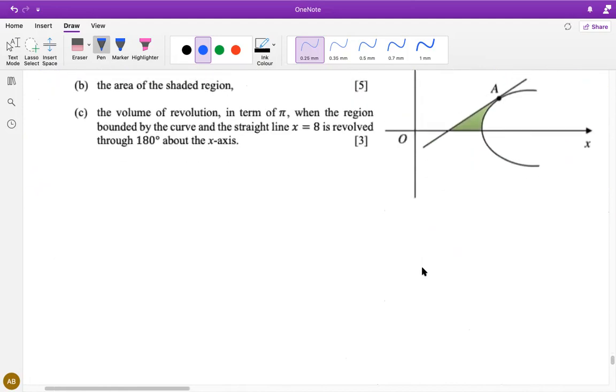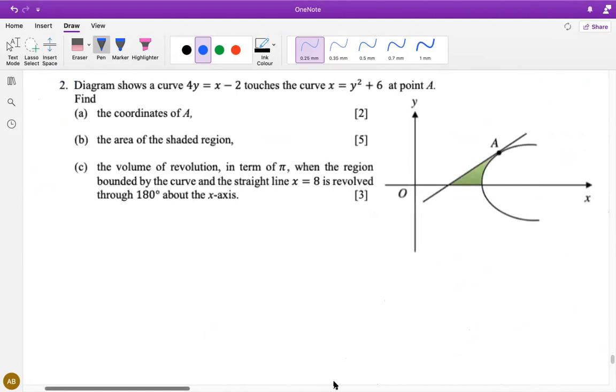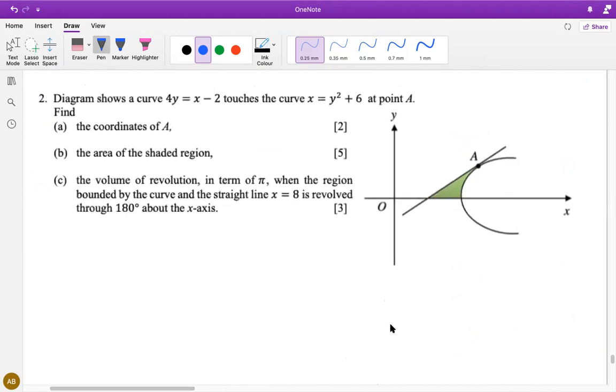All right, next, question number 2. Also an SPM question. Find the coordinate of A. What is A? So you substitute the value in, so we have x equal to y squared plus 6. So we substitute 4y equals y squared plus 6 minus 2. Okay, so you get y squared minus 4y plus 4 equals 0.